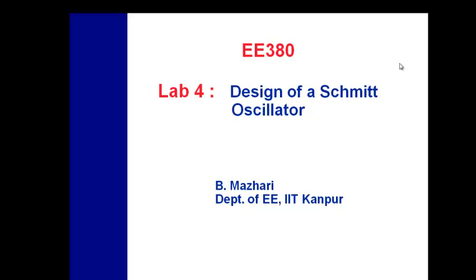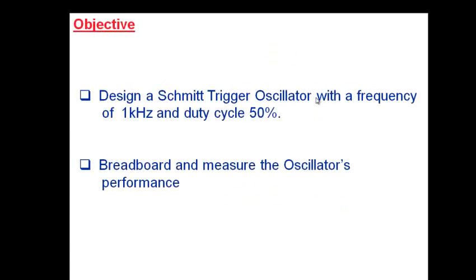Okay, so let's see what this particular experiment is about. As you can see, as we have said, each experiment is a design, simulation, and then breadboarding and measurement of the circuit. So in this case, we have another, in terms of component count, a fairly simple circuit, a Schmitt trigger oscillator. And what you have to do is design this particular oscillator for a frequency of 1 kilohertz and a duty cycle of 50%. Right? And as usual, after you do the design and simulation, you come to the lab, you breadboard it, you measure the oscillator's performance here.